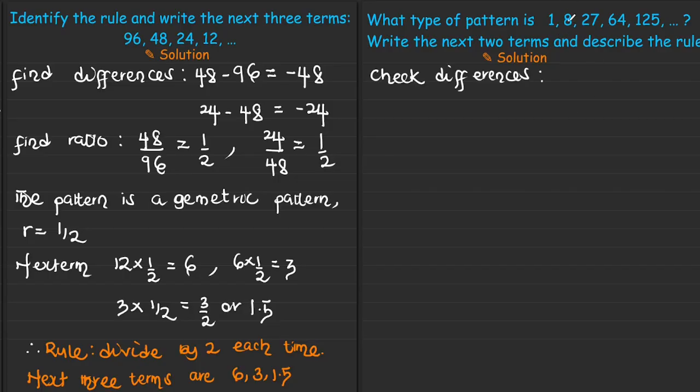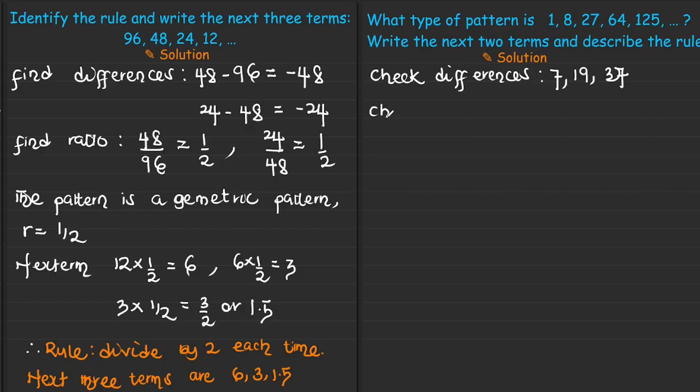For the difference, we would try with what? 8 minus 1. 8 minus 1 gives us a 7. Then we have 27 minus 8. That gives us a 19. Then we have 64 minus 27. That alone gives us what? That is 37. And it is obvious that it is not constant. Since it is not constant, then it can't be an arithmetic progression.